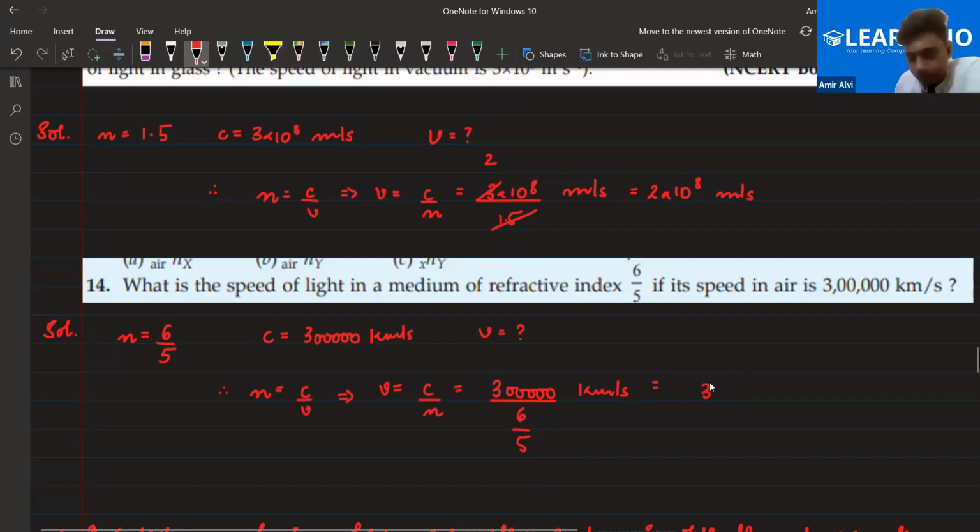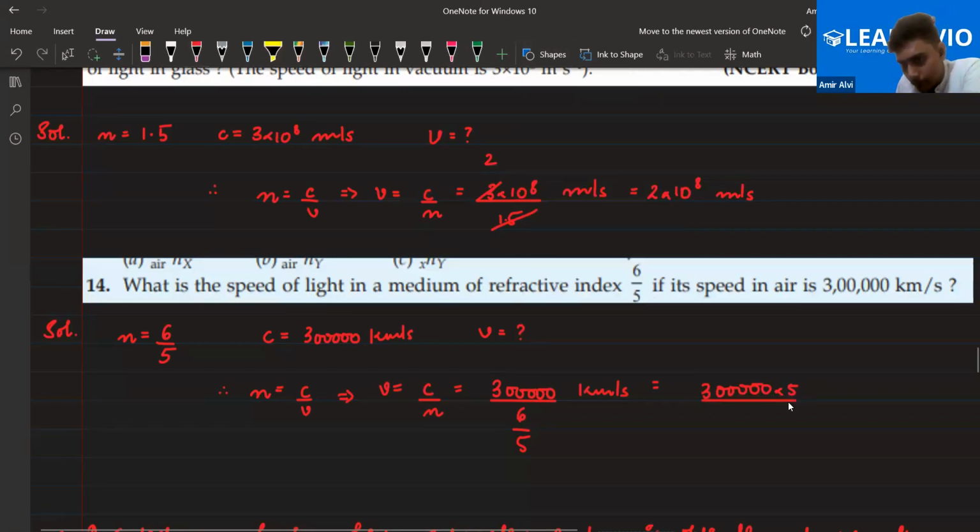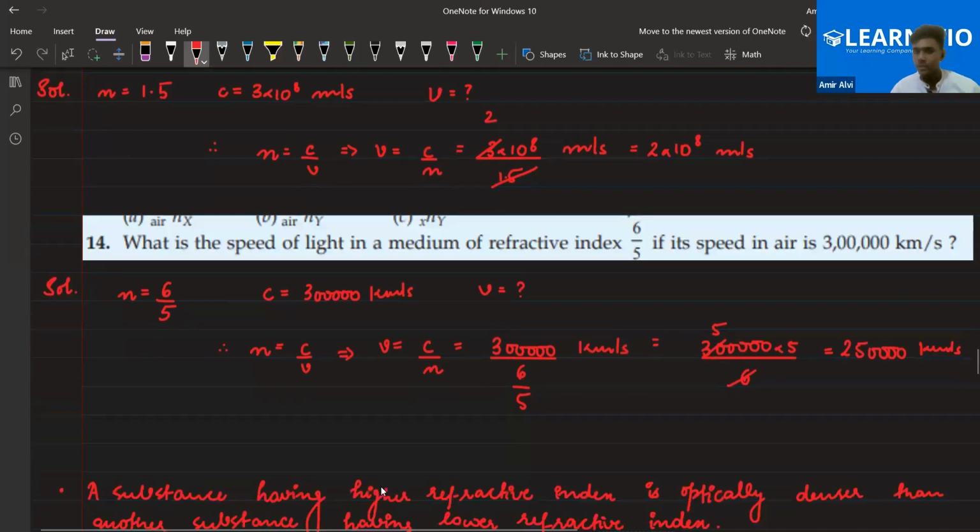So it would be 3 lakh into 5 divided by 6. So this would be 6 5s are 30. So how many zeros are left? Dekho, 5 5s are 25 and 4 zeros. 25 and 4 zeros, kilometer per second. So this will be the speed of light in that medium. Is this clear to all of you? Please let me know once. Yes. Aayan and Junaid and Arish. Okay? Yes.